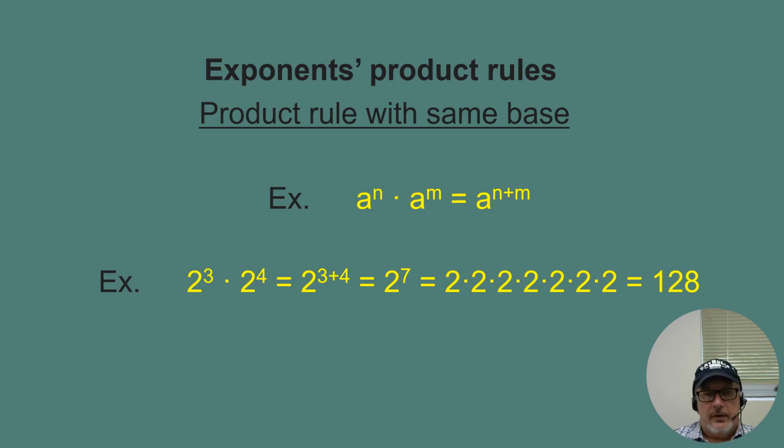In the example here at the bottom, we will take some numbers and replace the variables in the example above with them. For the example, if we wanted to multiply 2 raised to the 3rd power by 2 raised to the 4th power, that would be the equivalent of 2 raised to the 3 plus 4 power, or 2 raised to the 7th. 2 raised to the 7th, we'll find out, is going to equal 128.